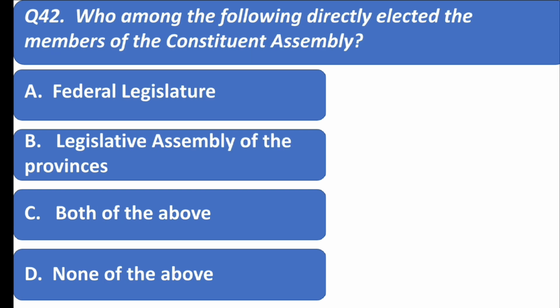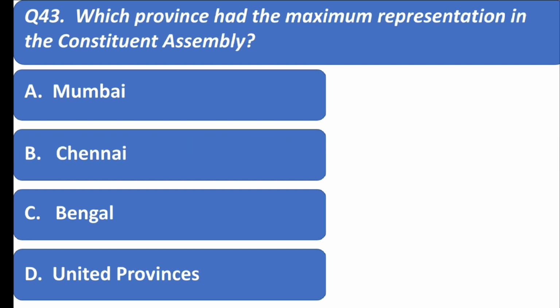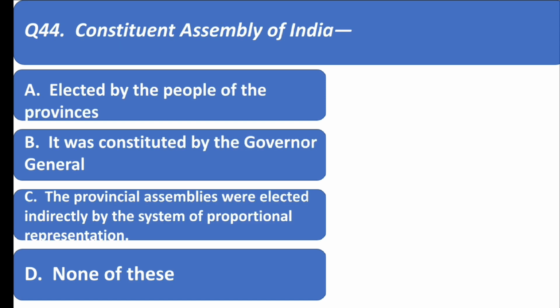Who among the following directly elected the members of the Constituent Assembly? Answer is option B, Legislative Assembly of the Provinces. Which province had the maximum representation in the Constituent Assembly? Answer is option D, United Provinces. Constituent Assembly of India. Answer is option C, the provincial assemblies were elected indirectly by the system of proportional representation.